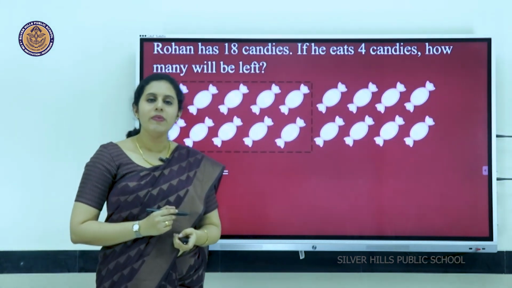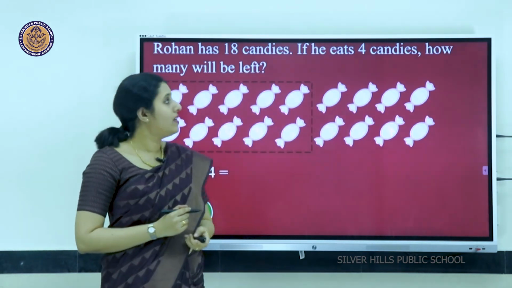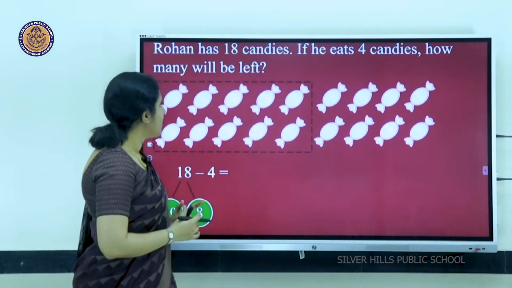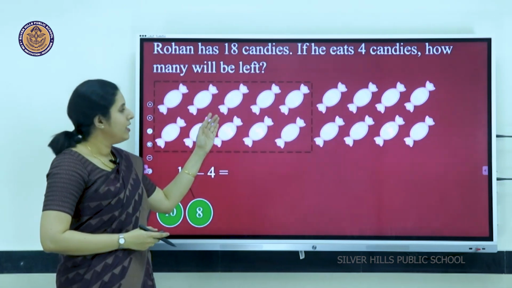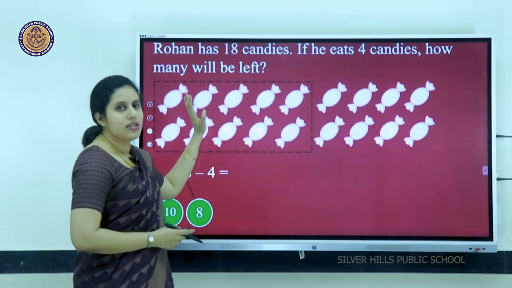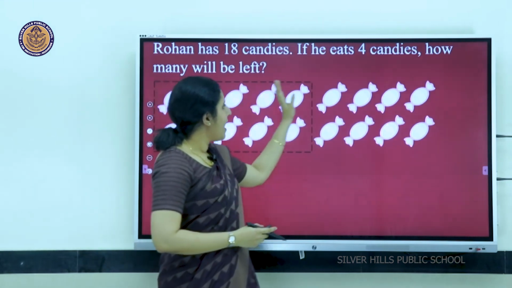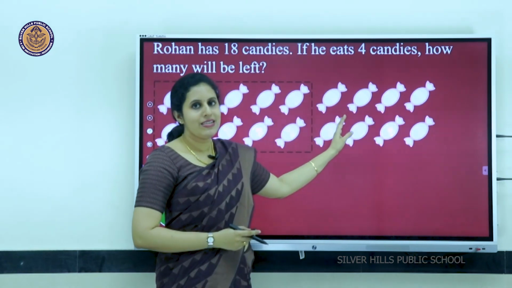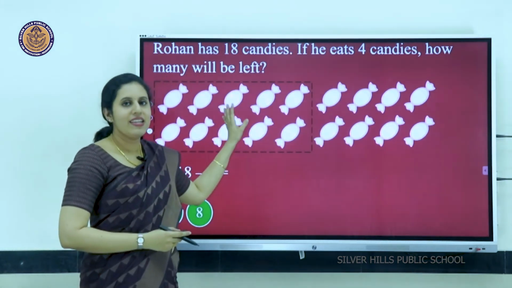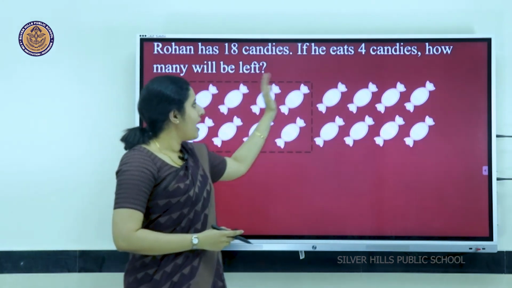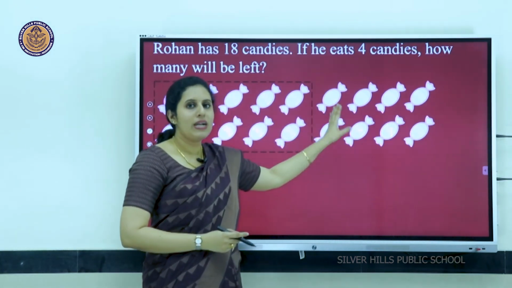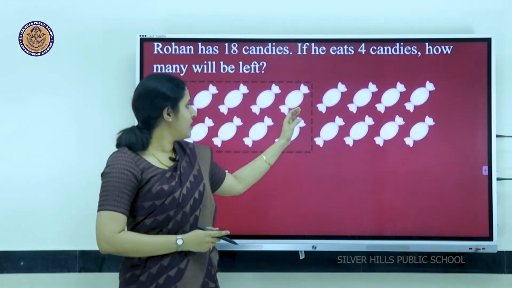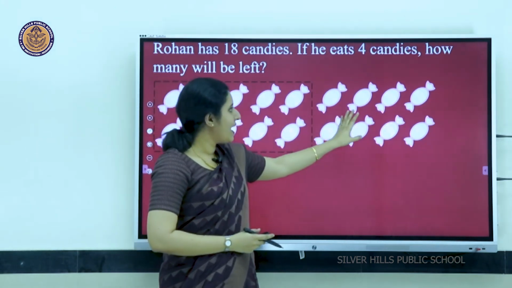Now, let's see how many candies will be left after Rohan has eaten 4 candies. So, children, if you look at the screen here, you can see inside this group there are 10 candies, and outside the group you can see 8 candies. What we will do here is, we will not touch any of the candies in the 10 group. Instead, from outside the group, that is from the 1s, this is a 10 and these are 1s. You have learned 10s and 1s, right?